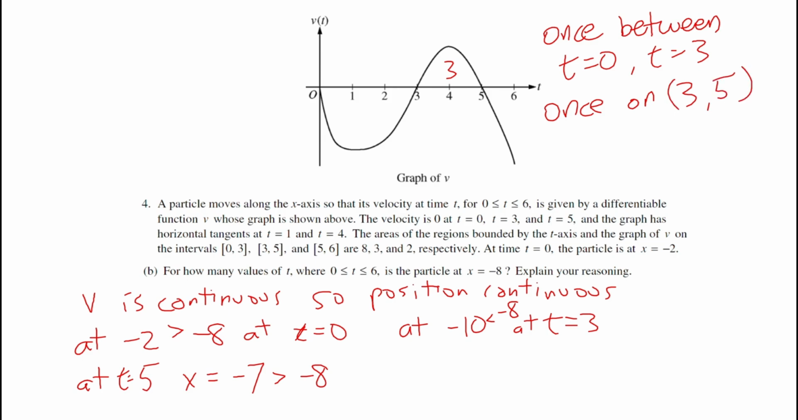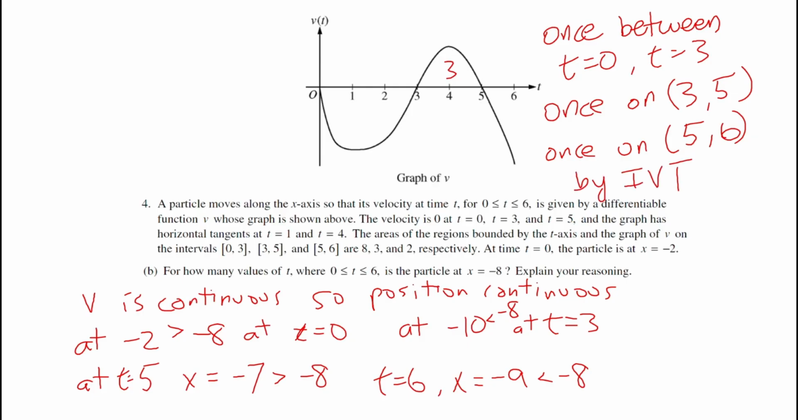And then if we went all the way out to t equals 6, the position we already found earlier, where we subtracted 2 more, was -9, which is now less than -8. So we also have once on 5 to 6. And so these are all by the intermediate value theorem. And so we can say that it must have been 3 times.